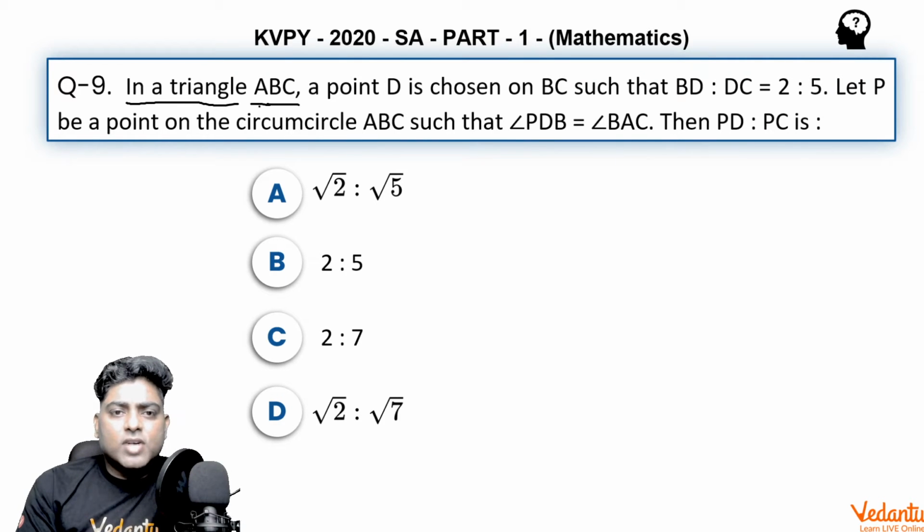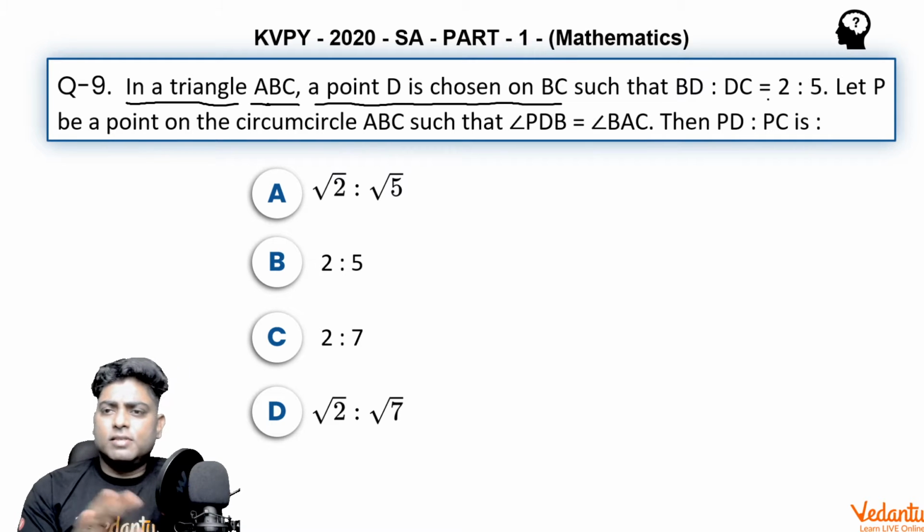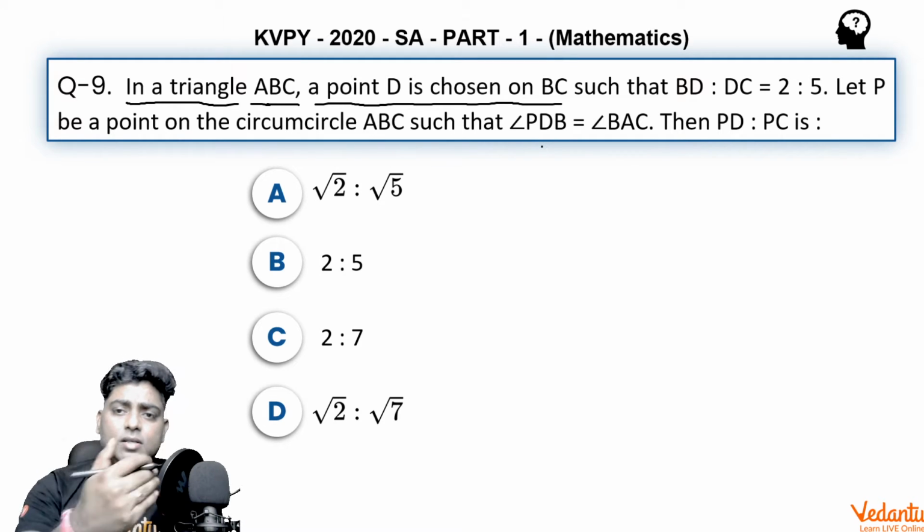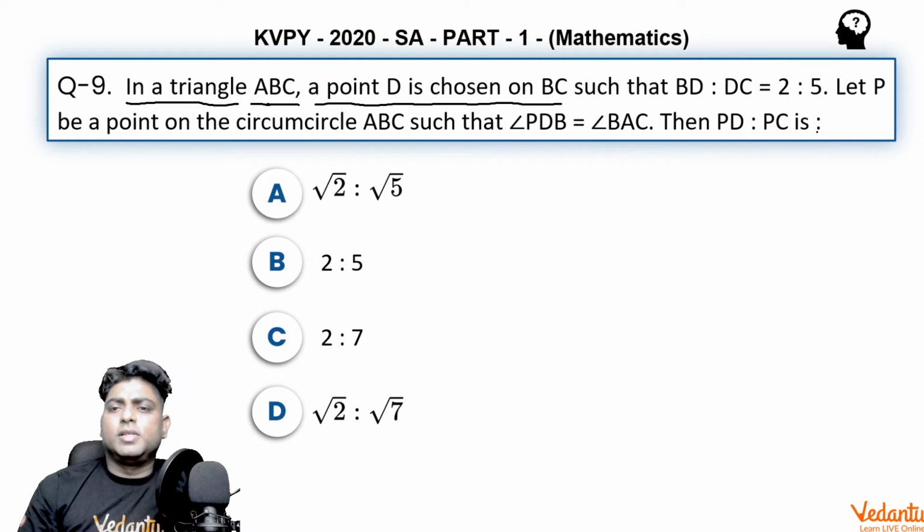It says, in a triangle ABC, the question is a geometry based problem. A point D is chosen on side BC opposite to the vertex A, such that BD is to DC is given 2 is to 5. Let P be a point on the circumcircle of triangle ABC such that angle PDB is equal to angle BAC. Then what is the ratio PD is to PC? Let's see how we can solve this question in an easy manner.